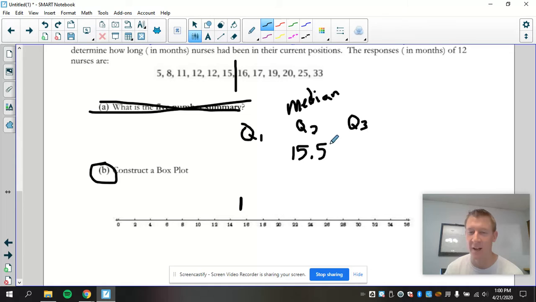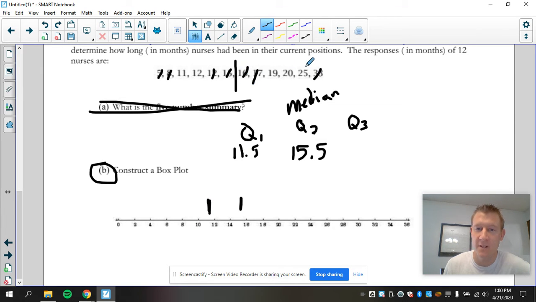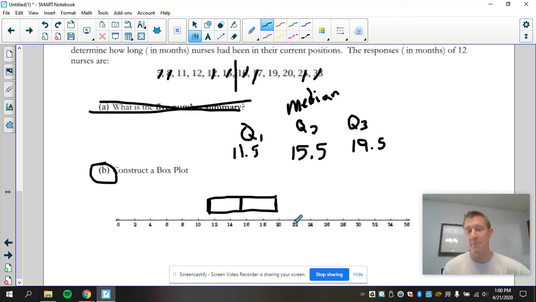It's 15.5. Then you find the median of these numbers right here. So you can do the same thing again. And you're going to count, and you're going to find the median of that, which is going to be 11.5. You're going to put a line there. Then you're going to find the median of these. You're going to count. You're going to see this is 19.5. You're going to put a line there. And those 3 make a box. Guess what? There's a box plot.